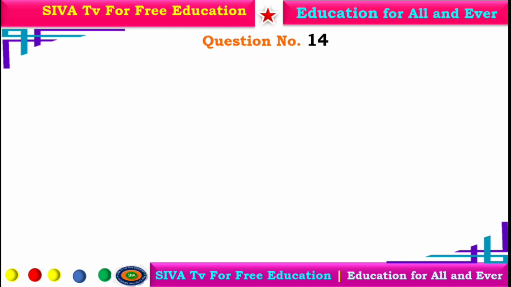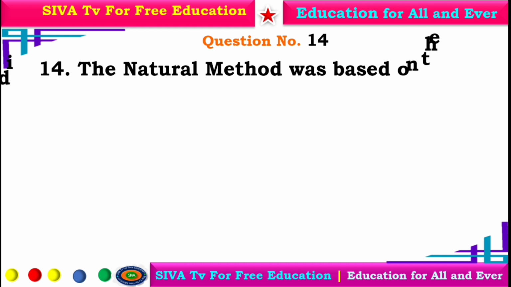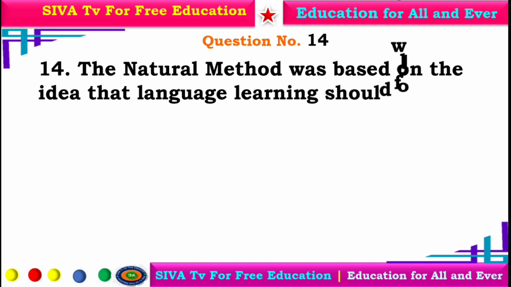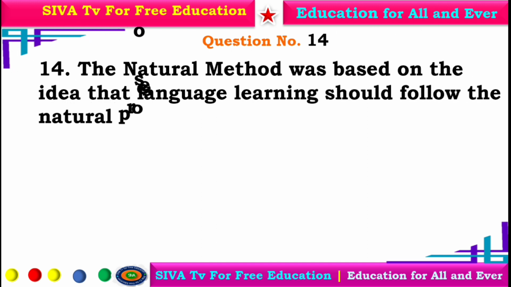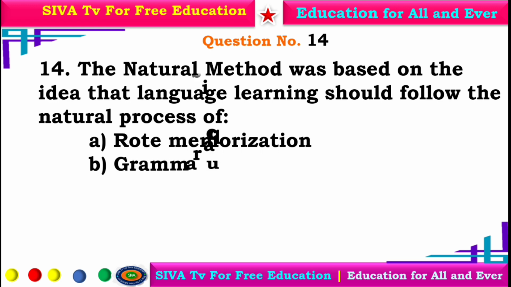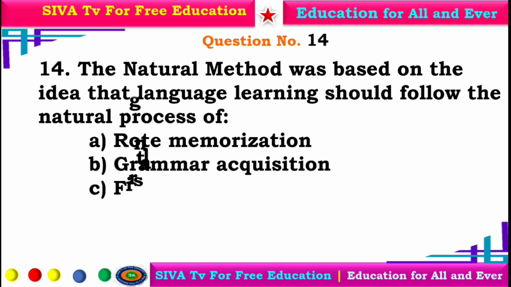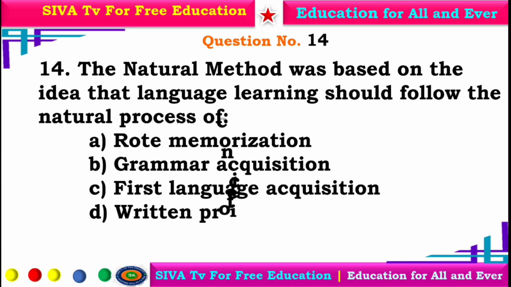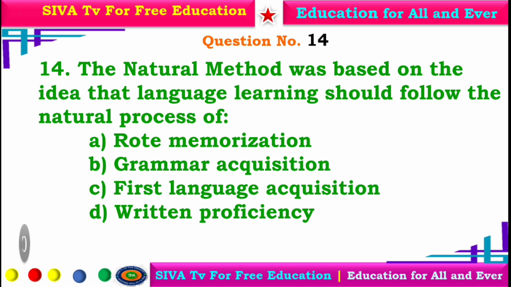Question number 14. The natural method was based on the idea that language learning should follow the natural process of option A, rote memorization. Option B, grammar acquisition. Option C, first language acquisition. Option D, written proficiency. The correct answer is option C, first language acquisition.